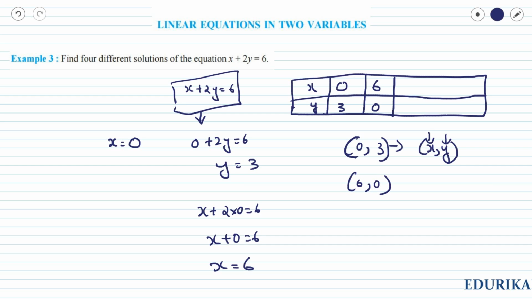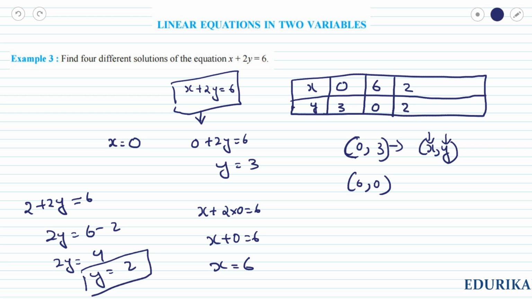Okay, now let's put the value of x to be 2. So you get 2 plus 2y is equal to 6. 2y is equal to 6 minus 2. 2y is equal to 4, and y is equal to 2. Okay, so when x is 2, we get the value of y to be 2, right? So another solution is 2 comma 2, right?